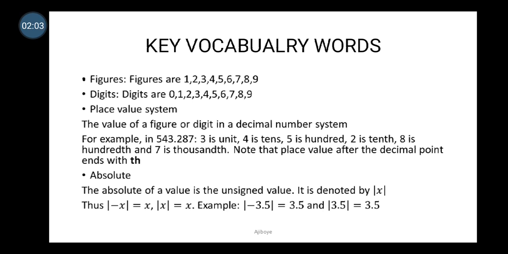Absolute. Absolute of a value is the unsigned of that value. It is denoted by |x|. Thus absolute of minus x is x, and absolute of x is also x. So you see that we only pick the x in the absolute. For example, the absolute of minus 3.5 is 3.5, and the absolute of 3.5 is also 3.5. So you watch out for that word absolute in our examples.